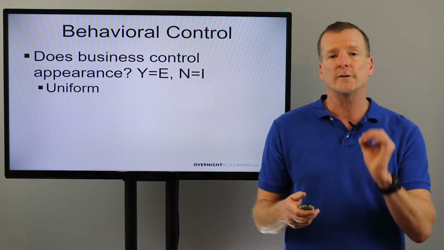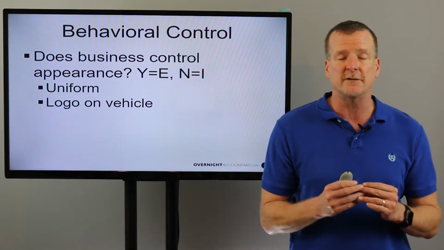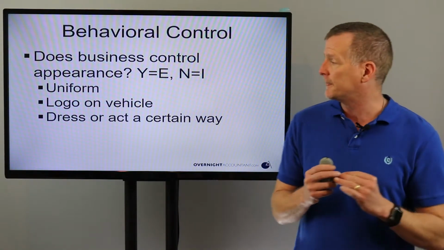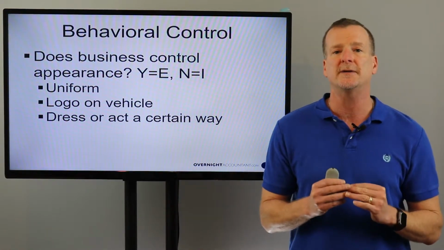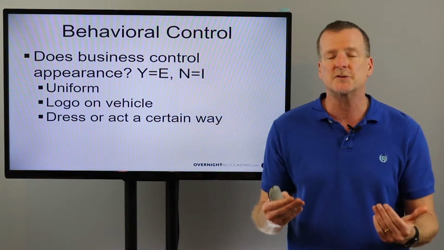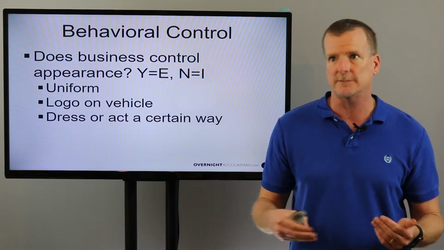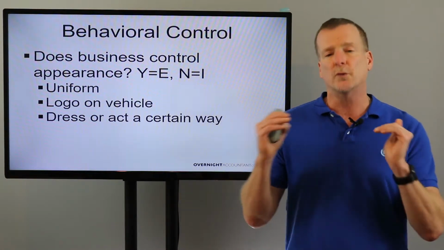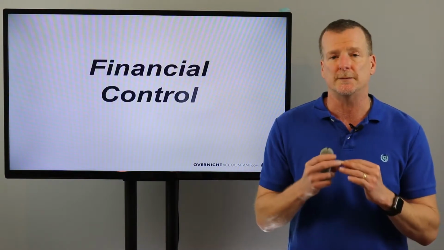Do they control the uniform? Are they required to wear a uniform? Do they drive around a vehicle that's got your logo on it? If yes, you're looking towards an employee. Do they dress or act a certain way? Do you have them answer the phone a certain way? Do you have them act in a certain way because they are representing your business, not necessarily as an agent, but well, like an employee agent. The employee's an agent of your business. The more they're doing that, the more likely they are to be employees as opposed to independent contractors.